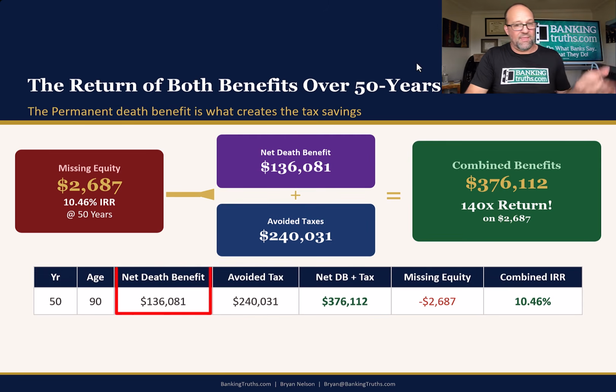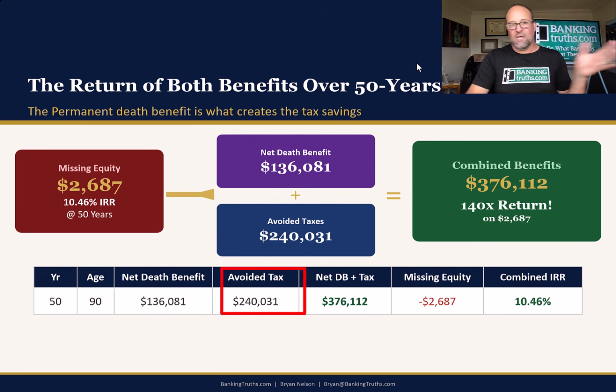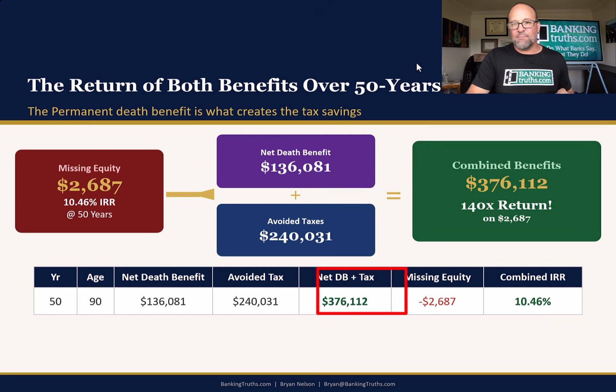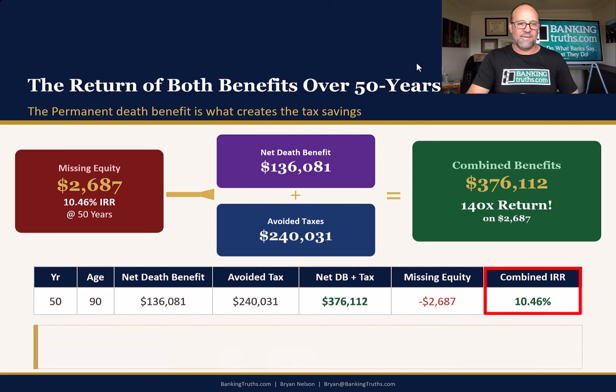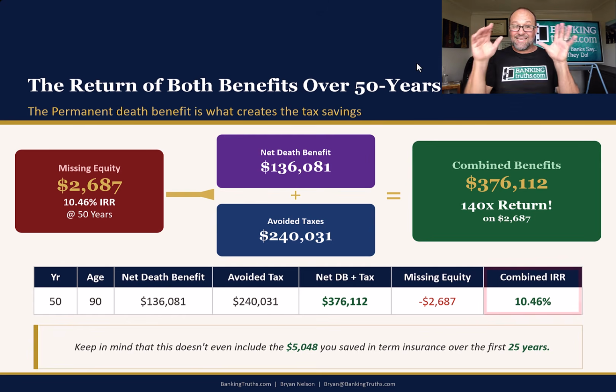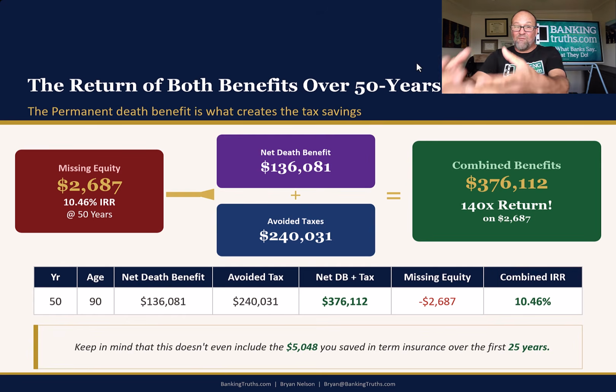And here's the math: the net death benefit, the avoided tax, combine them 376, take the missing equity. That's what kind of steady return it needs. And keep in mind that this doesn't even include the $5,000 recapture that you get back over the first 25 years from not having to pay for term insurance.